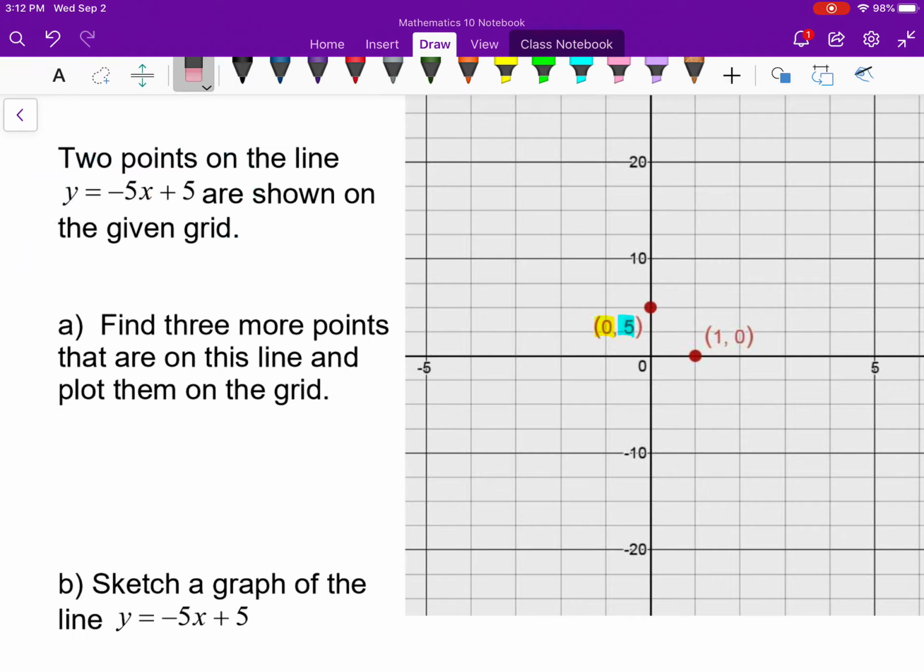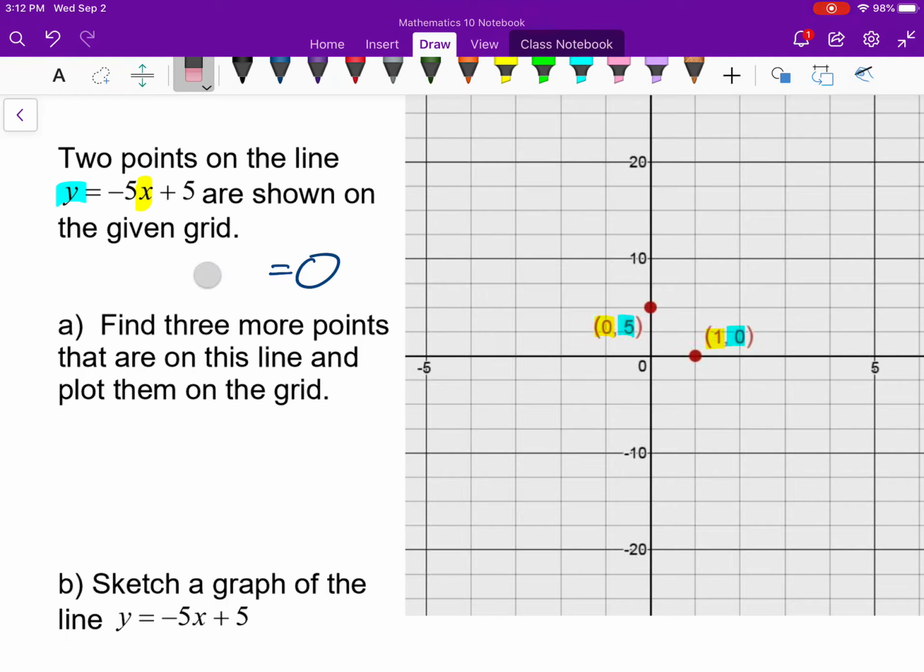And I can do the same thing for any point on this line. So notice the other point I gave you, 1, 0. That's telling you when x is 1, y is 0. And notice if I look at my equation, replace the x with 1, you get negative 5 times 1, which is negative 5. You then add 5 to it, and you get 0. When x is 1, y is 0. And that's what that's telling us.